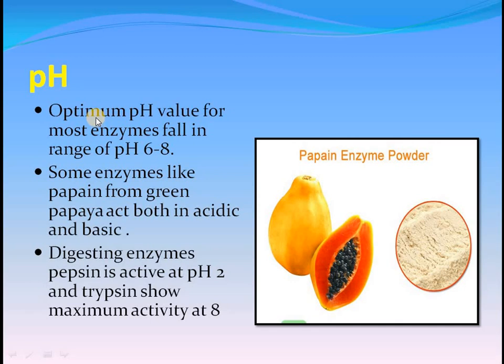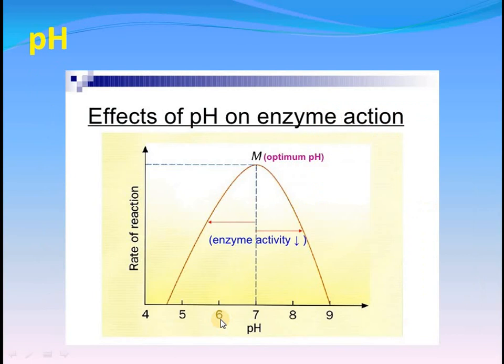Now, the optimum pH value for most enzymes falls in the range of pH 6 to 8. Some enzymes, like papain from green papaya, act in both acidic and basic conditions. Now this is an important point; you can underline it in your book. Digestive enzymes like pepsin are active at pH 2, and trypsin shows maximum activity at pH 8.